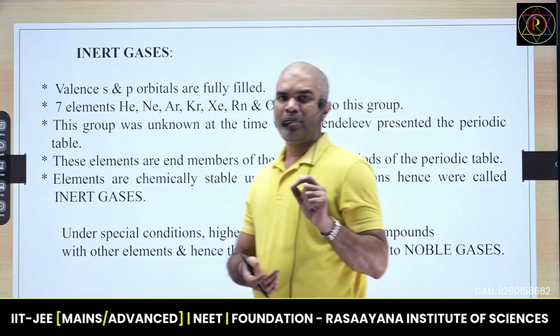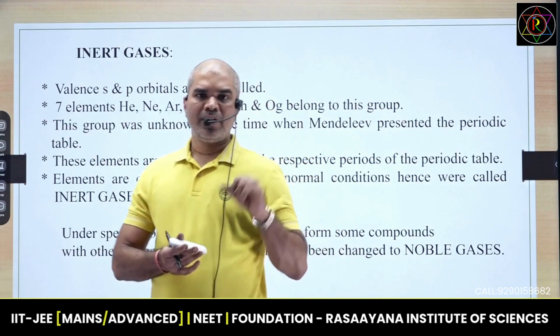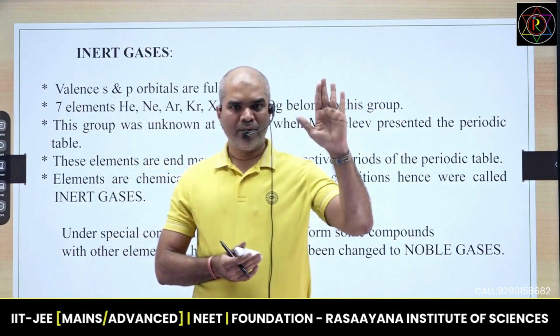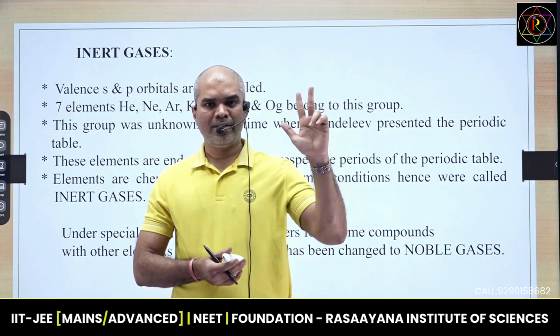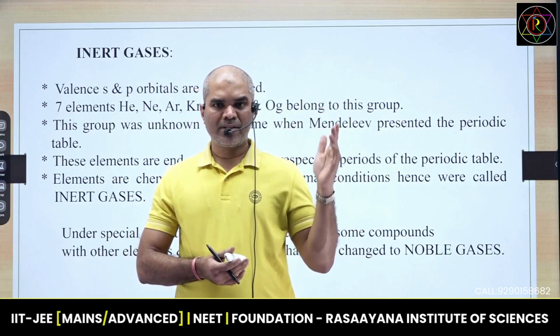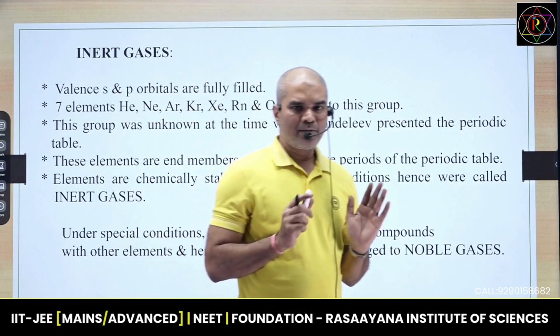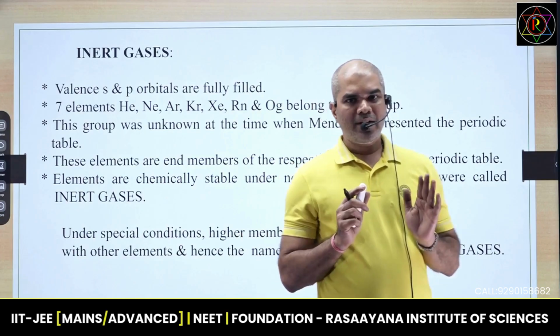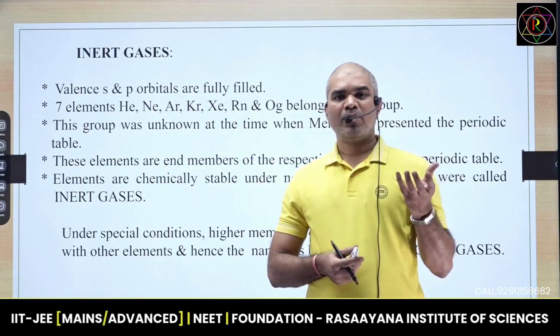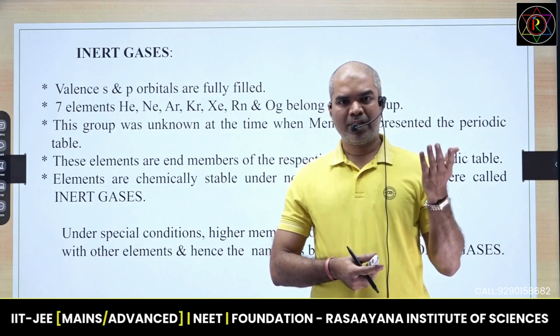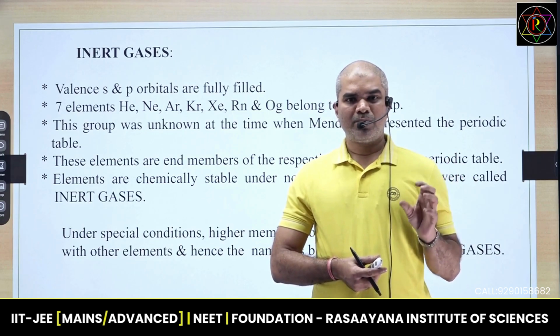How many elements are there? Altogether we have helium, neon, argon, krypton, xenon, and radon. Altogether there are 7 elements in the inert gases. These are highly unreactive, very unreactive under normal conditions. But under abnormal conditions, some of these can also react.